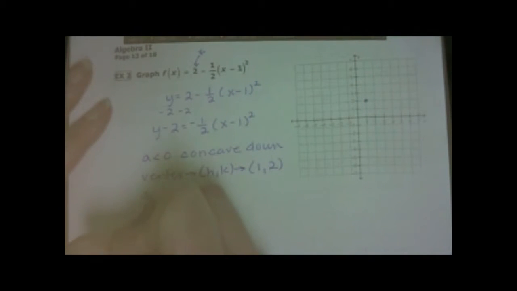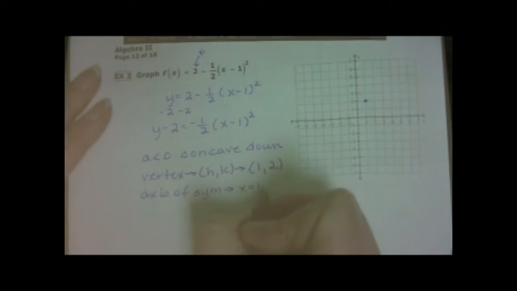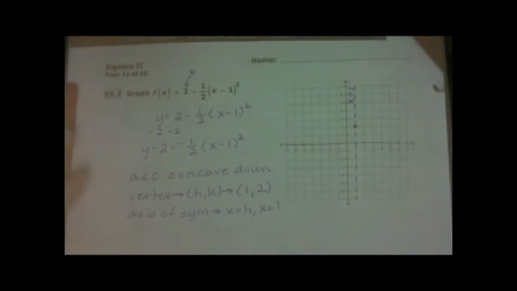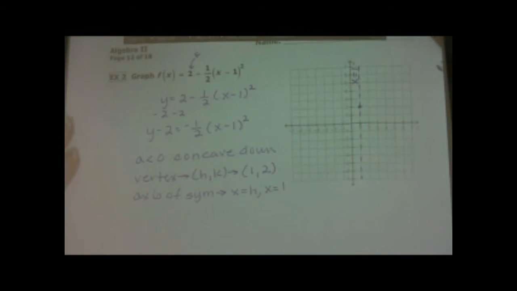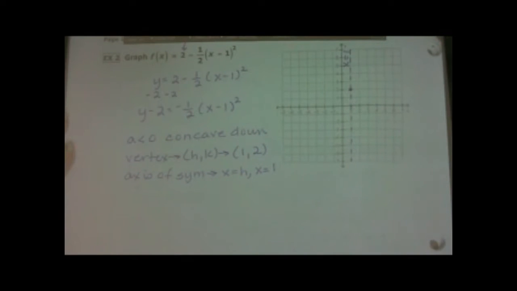And my axis of symmetry is x equals h, which in this case is x equals 1. And I'm going to go ahead and draw my axis of symmetry, and label it x equals 1. All right, now I need to find my x and y intercepts. And notice, since this is concave down, I will have x intercepts.